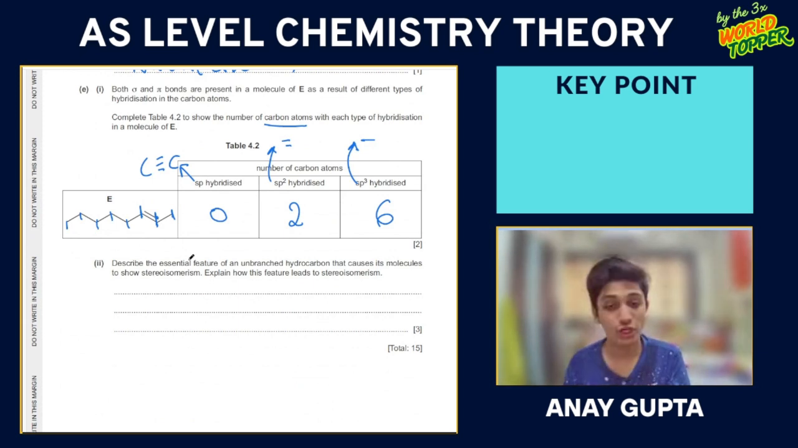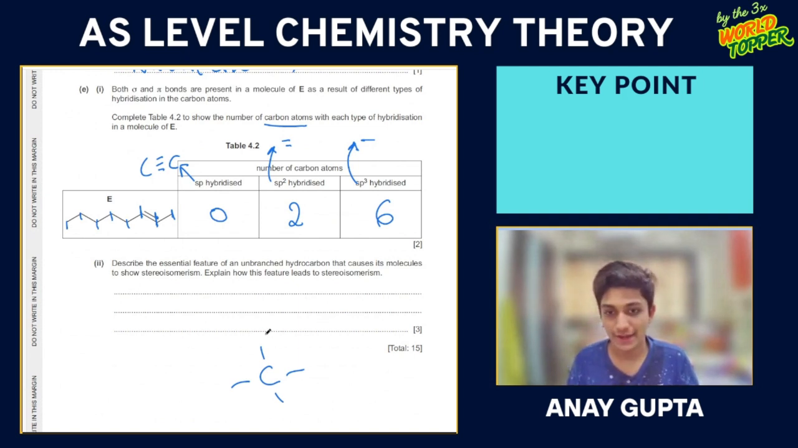Describe the essential feature of an unbranched hydrocarbon that causes its molecule to show stereoisomerism. Explain how this feature leads to stereoisomerism. Now, we just need to talk about unbranched hydrocarbons. So there can never be optical isomerism, because if there is an unbranched hydrocarbon, there will not be 4 different groups attached over here, right?